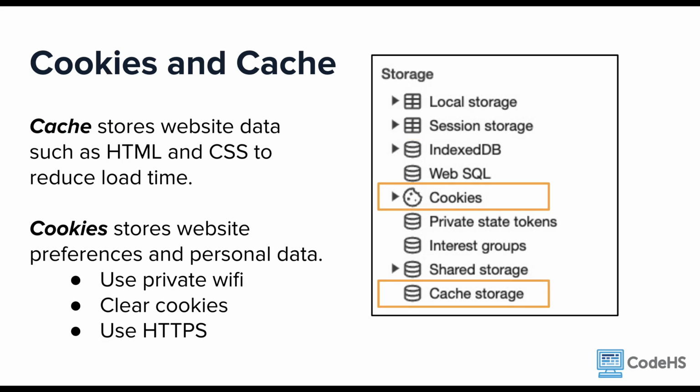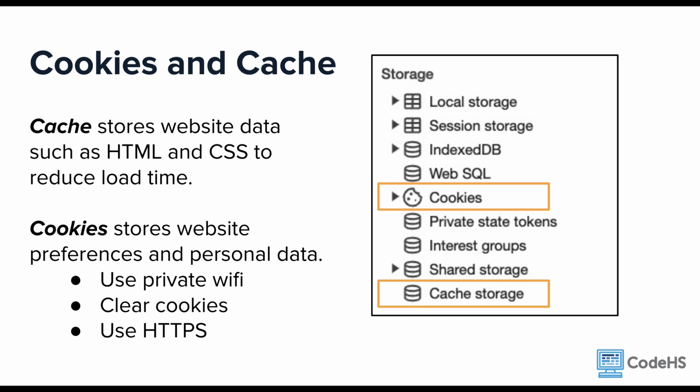Browsers also store data that is used to speed up your website loading time. Cache stores website data such as the HTML and CSS to reduce load time the next time you access that website. Cookies are used to store more personalized information, such as your browsing preferences. Cookies can also store login information and personal data that you might enter through a website form. Since cookies are more personal, cybercriminals may attempt to steal them to try to impersonate a user and access their accounts.